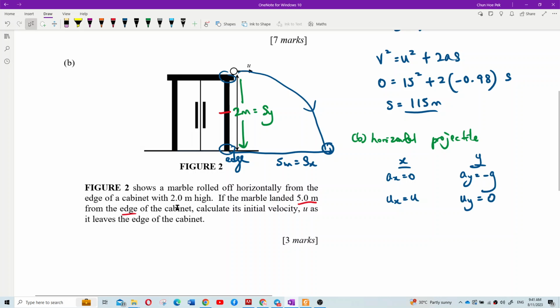And then we have Sy. Sy is negative 2, right? Because it goes downward, below the origin, below the initial point. Sy is here.